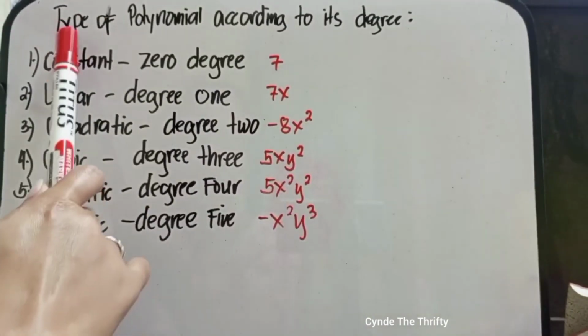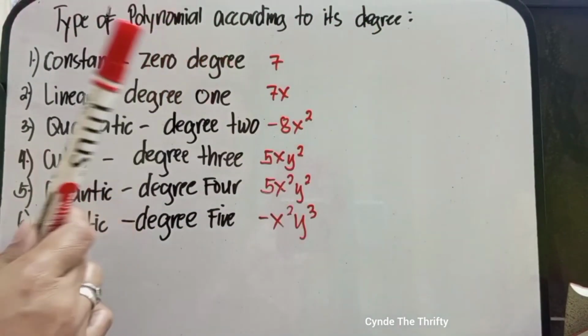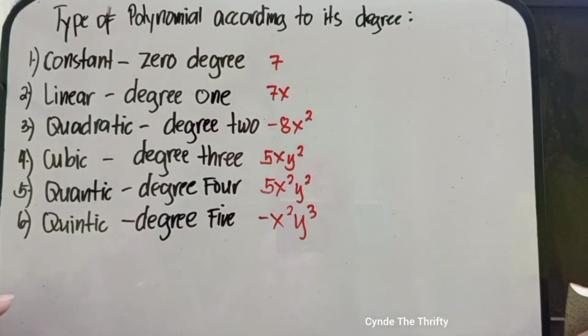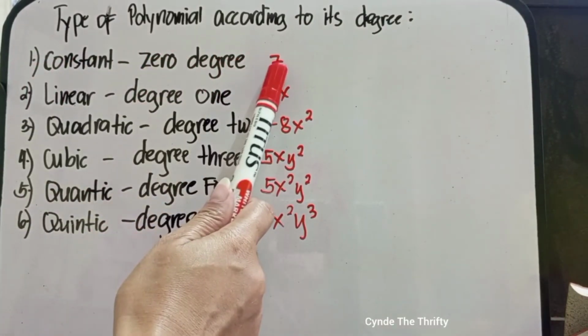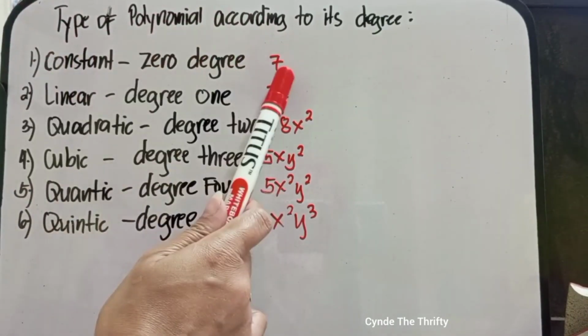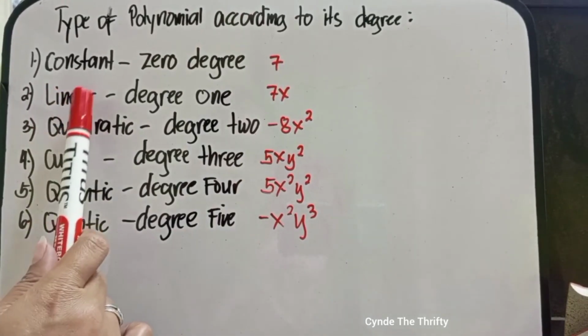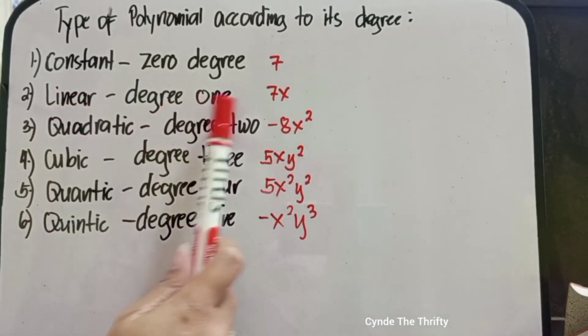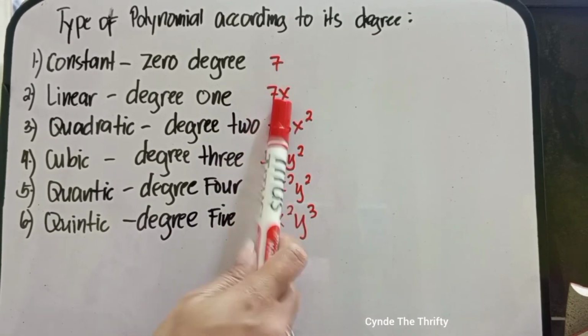Okay, we have here type of polynomial according to its degree. So, titingnan natin kung ano yung mga type of polynomials according to its degree. Since napag-aralan na natin kung ano ang ibig sabihin ng degree. So, meron tayong number 1, constant. Ang constant is meron siyang 0 degree. So, yun yung mga number natin. Like, for example, 7. So, ito yung tinatawag nating constant, yung mga number. And then number 2, linear. Linear is degree 1. So, for example, 7x. Si x is meron siyang degree na 1.